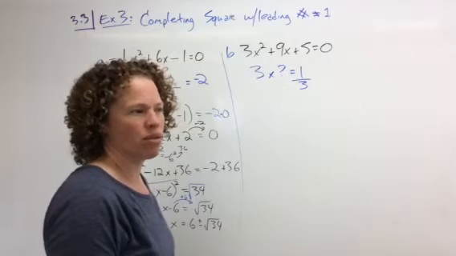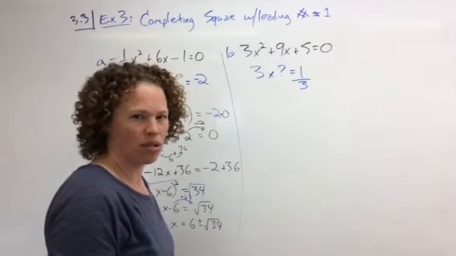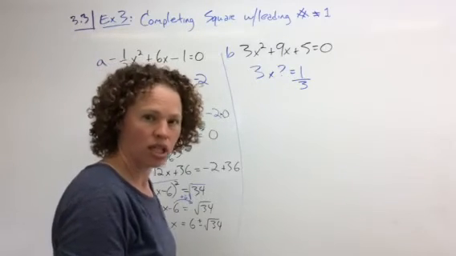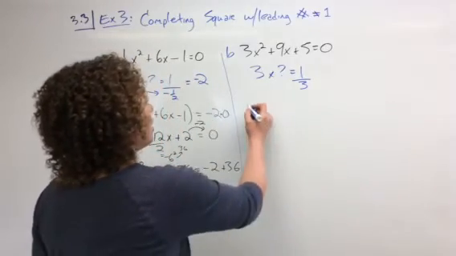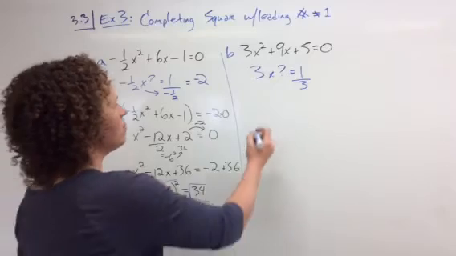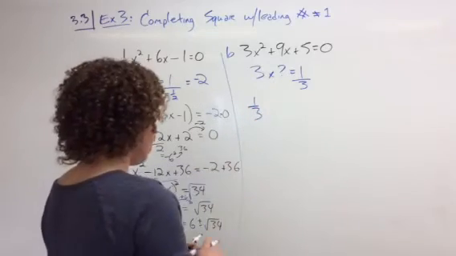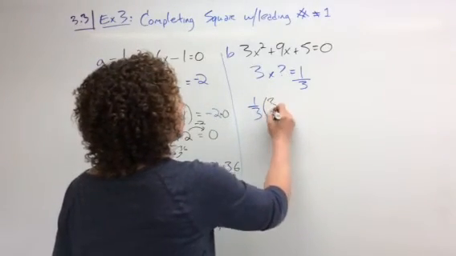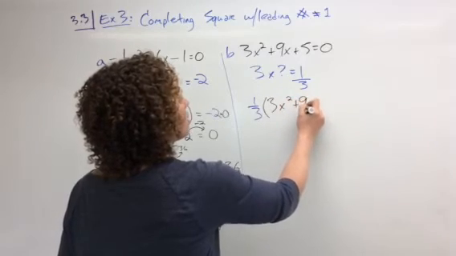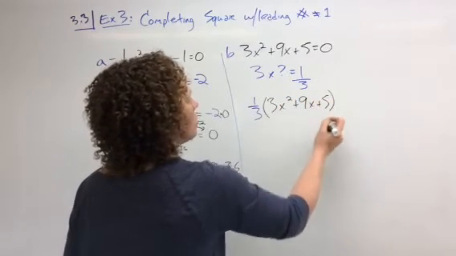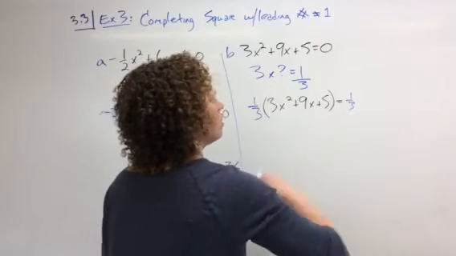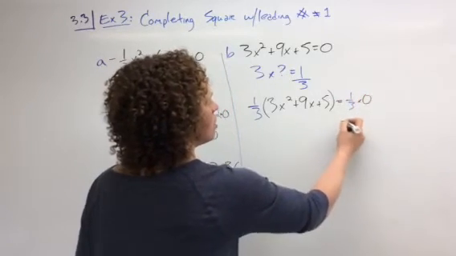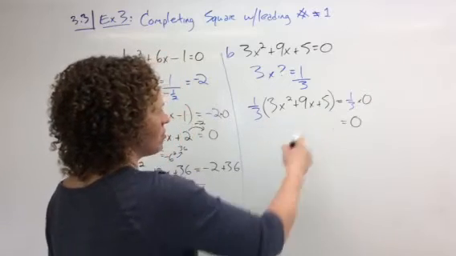You could use 0.3 forever if you want to, but obviously you're going to be rounding that off. So 1/3, keep it in a fraction form, is going to be more helpful. So now I'm going to do the same thing I did over here. I go 1/3 times 3x squared plus 9x plus 5 on this side is equal to 1/3 times 0, which is still just 0, but these numbers are all going to change.